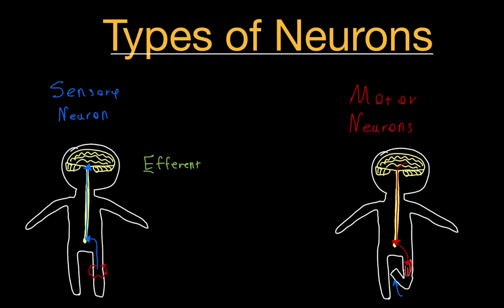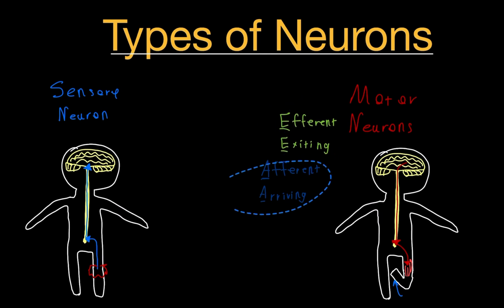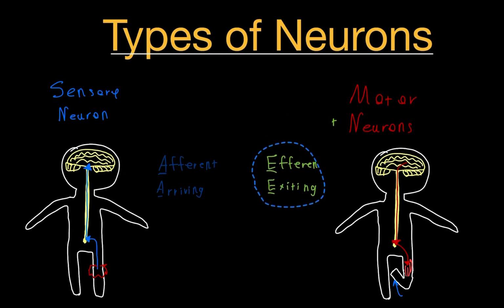Now sensory neurons are called efferent because they're exiting. That's one way to remember it. And then motor neurons are afferent because they are arriving. And actually, it was the opposite. So it should have been the other way around. There. Now it's fine.